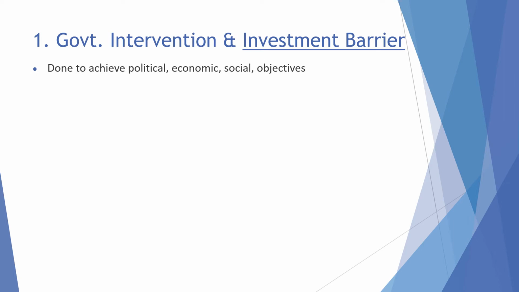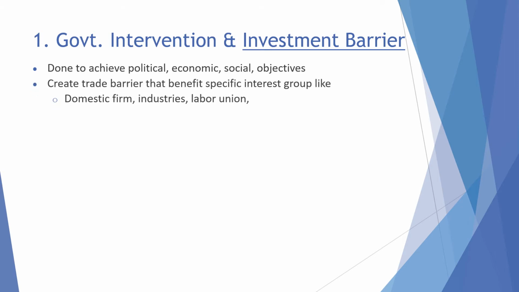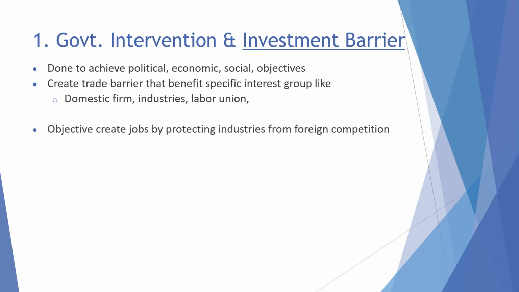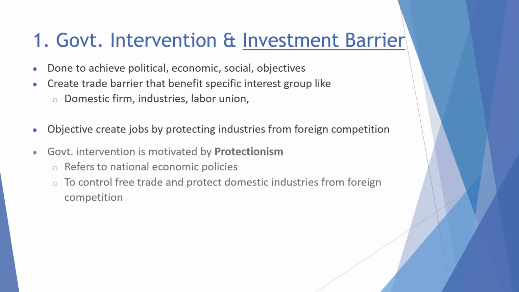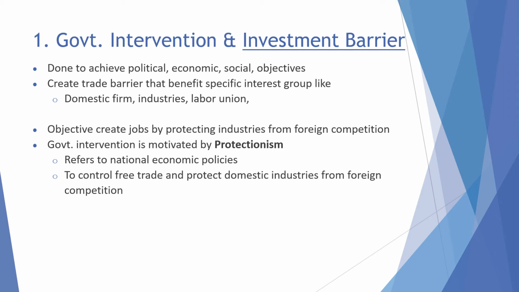It is done to achieve political, economic and social objectives. It creates trade barriers that benefit specific interest groups like domestic firms, industries, and labor unions. The objective is to create jobs by protecting industries from foreign competition. Government intervention is motivated by protectionism, which refers to the national economic policy to control free trade and protect domestic industry from foreign competition. Protectionism is manifested by tariff and non-tariff barriers.